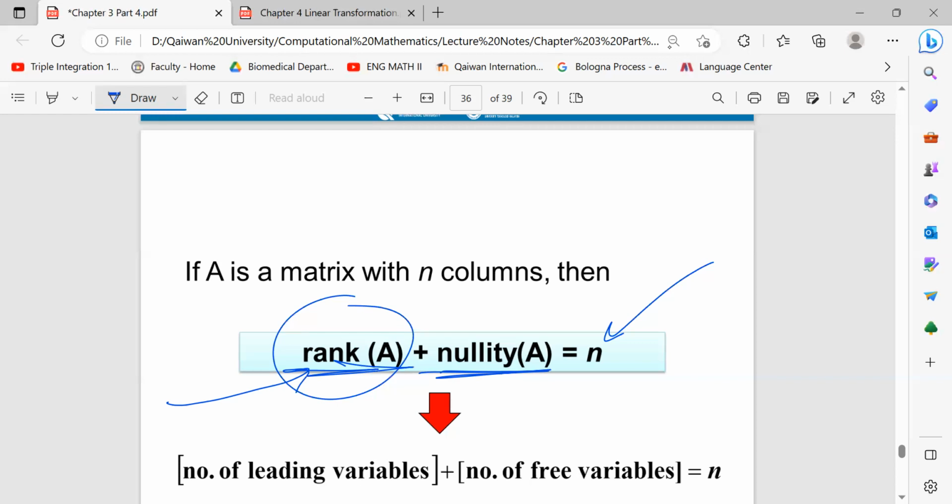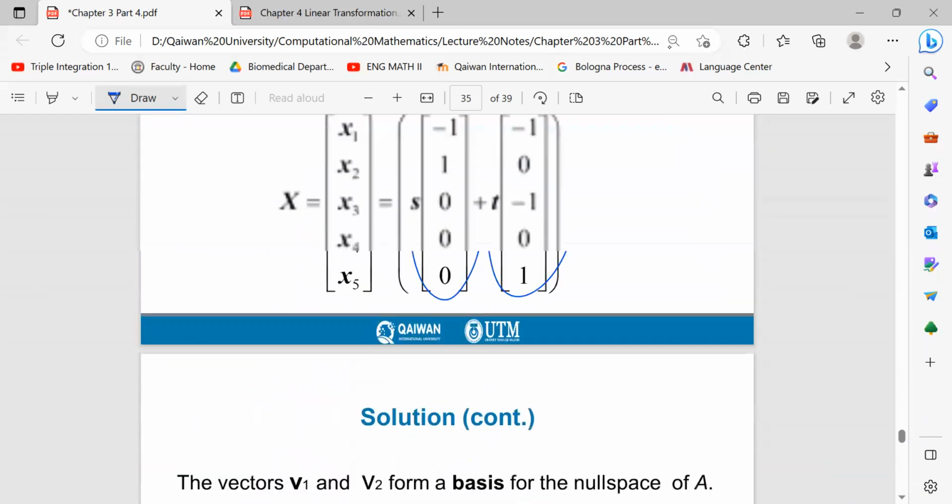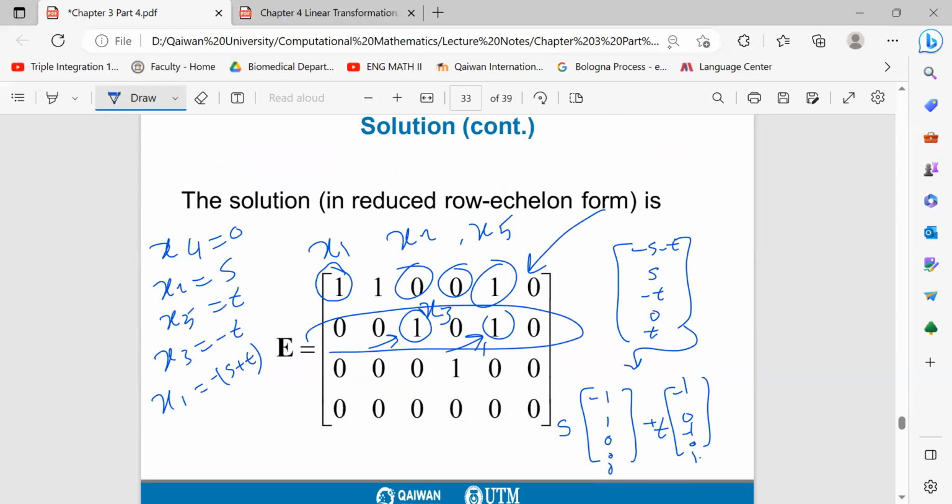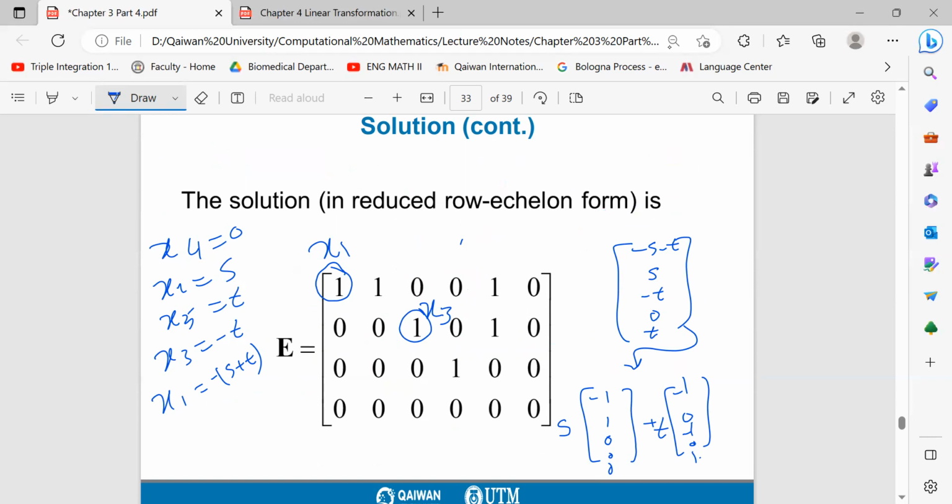Look, rank A is the number of, here, look at this. How many? What are the leading variables? X1, X3, and X4. These are leading variables. So what's the rank of A here? We choose this column, and this column. Where? In the given matrix. We choose these three, which are the basis for the column space.